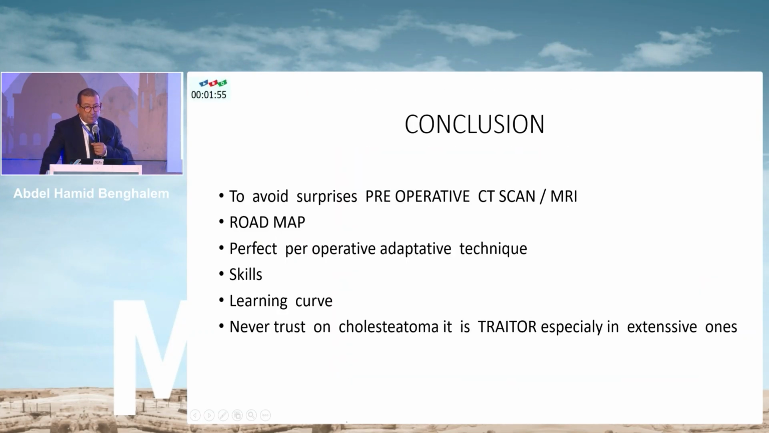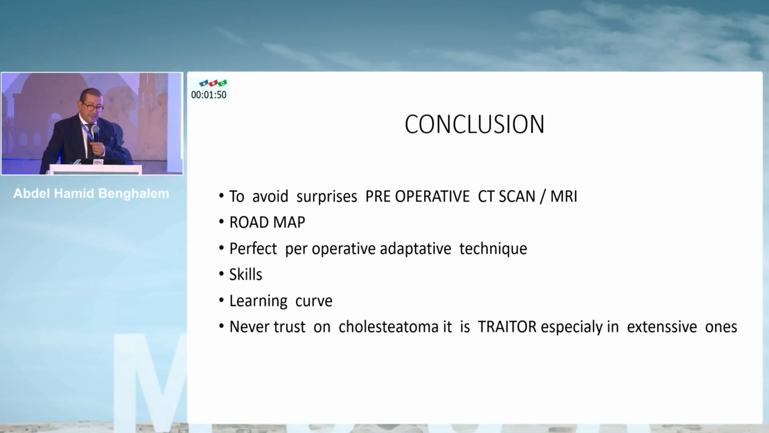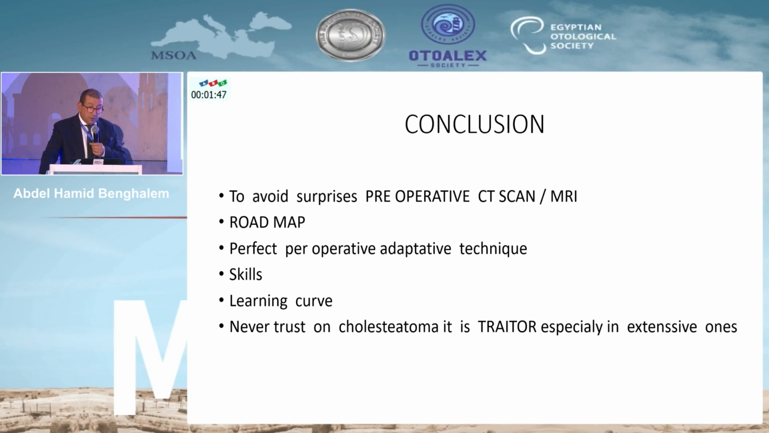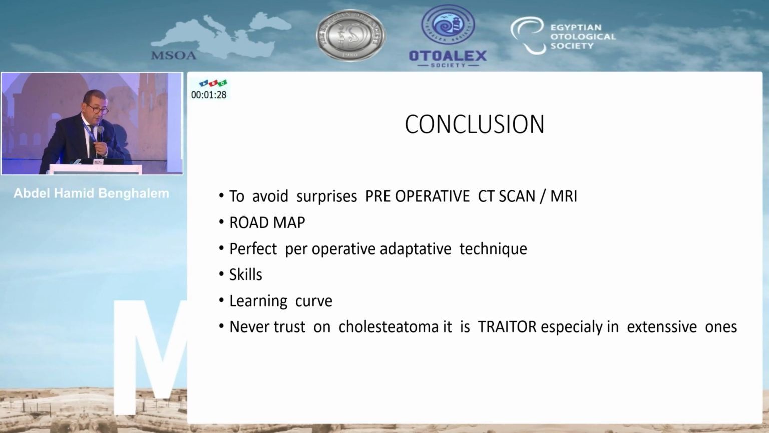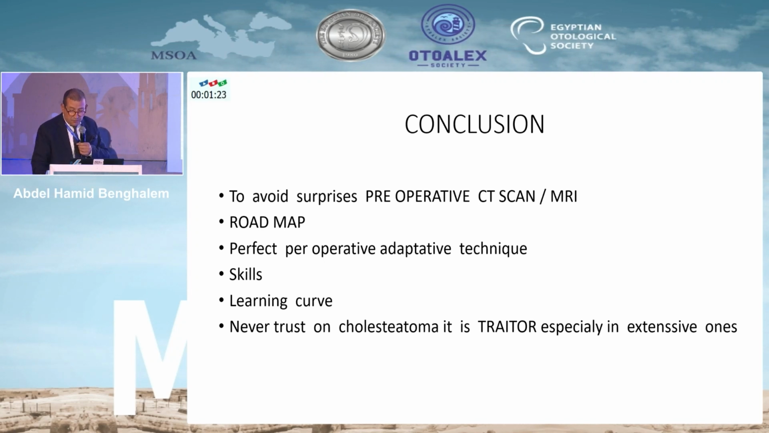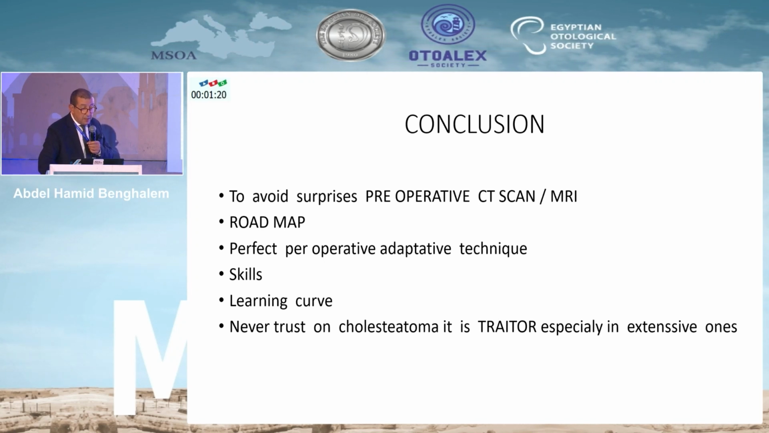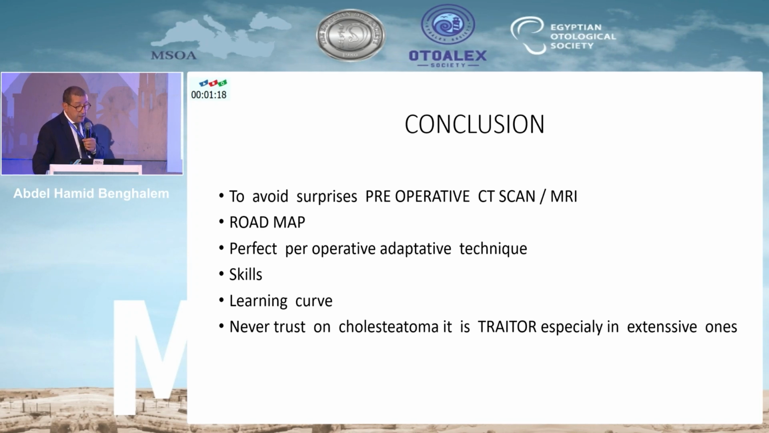So to avoid surprises, preoperatively we have a very important stage: the preoperative assessment, CT scan and MRI. We need a roadmap to not have any surprise. We also need to adapt our technique perioperatively, because sometimes we can have some unexpected extension. The learning curve is as everywhere in surgery, and never trust cholesteatoma. It's a traitor, especially the extensive ones, and it needs very long follow-up, especially now with the non-EPI MRI.